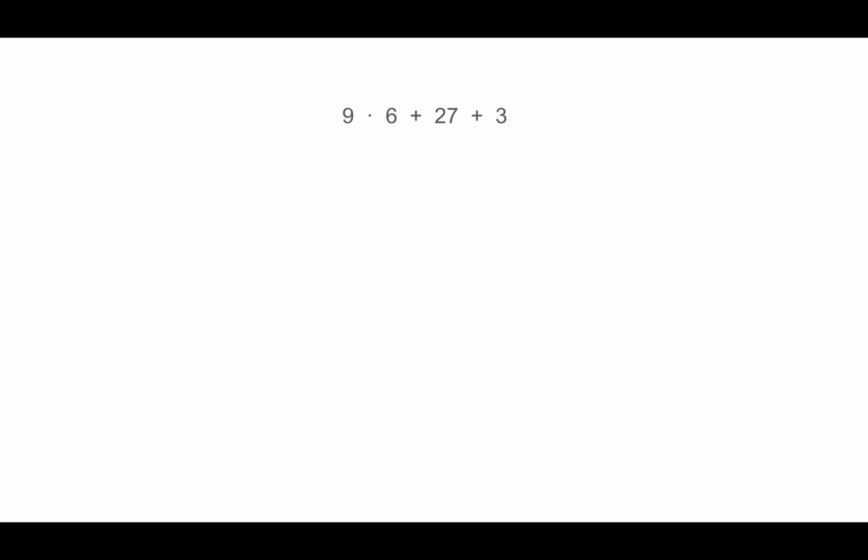Let's try another one. Here I have 9 multiplied by 6 plus 27 plus 3. My first circle is going to be my 9 multiplied by 6. Notice there's not a plus or minus in my circle. Then I have plus 27, so I'm going to circle the 27. Remember, I cannot have a plus or a minus inside my circle unless it's within a parenthesis or a bracket, and the same thing goes with my 3. So I have 3 different colored circles, and we're going to simplify the red one first.